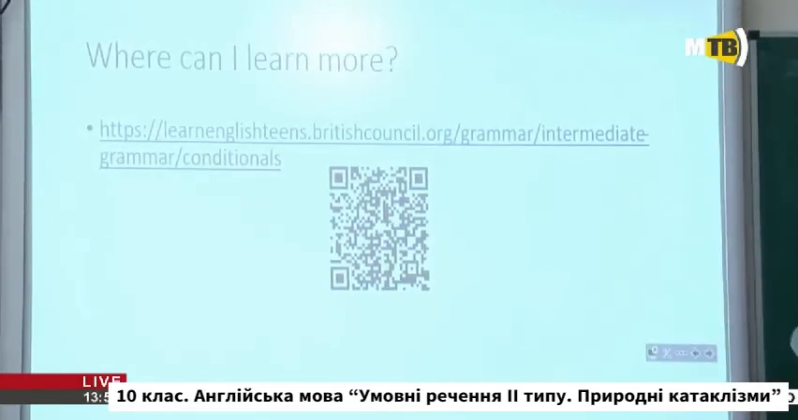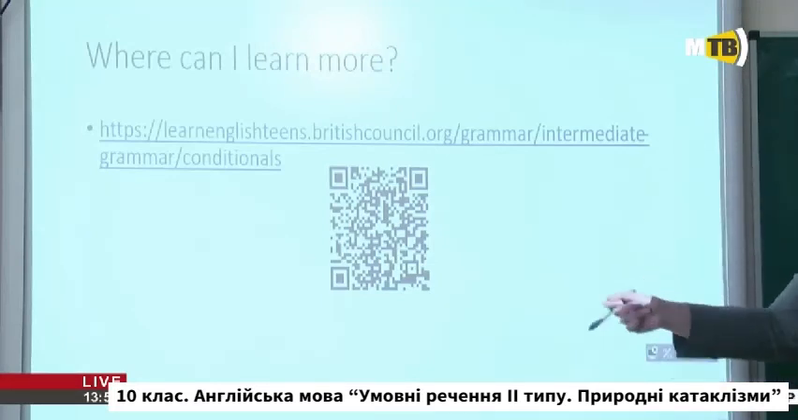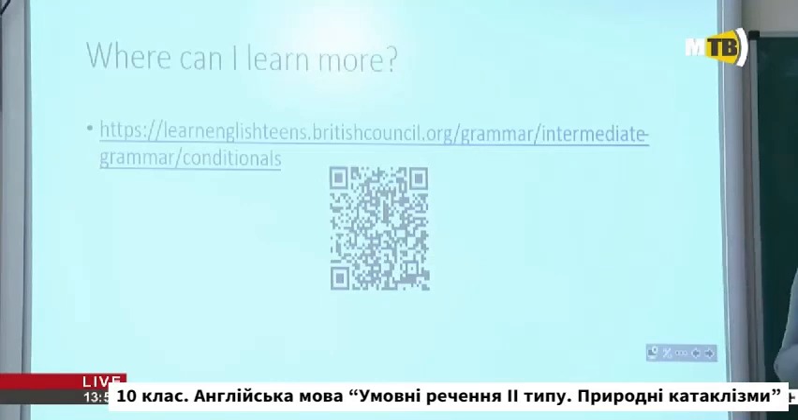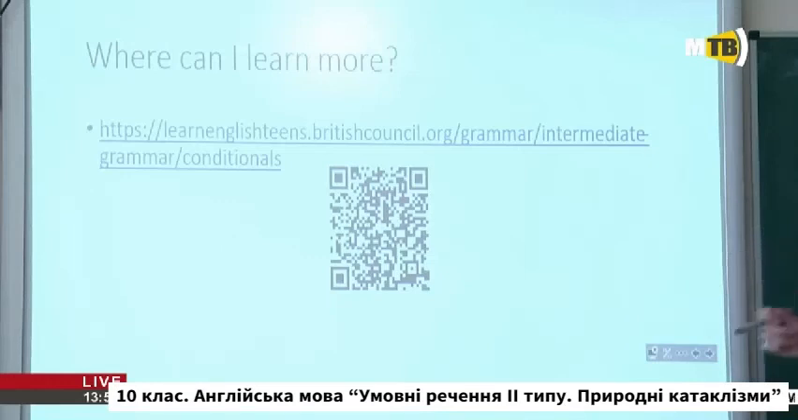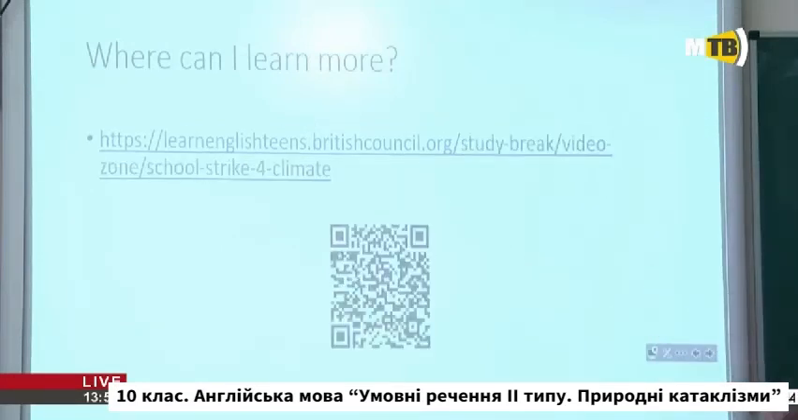So, and where can you learn more? Of course, to practice your conditionals, you can go to the British Council website, which you can see on screen. It's called learnenglishteen.britishcouncil.org, and you can go to grammar section, you can choose the intermediate grammar, and you can practice your conditionals further. So if you can scan the QR code, it would be nice.